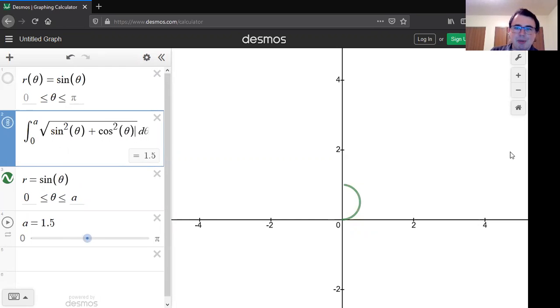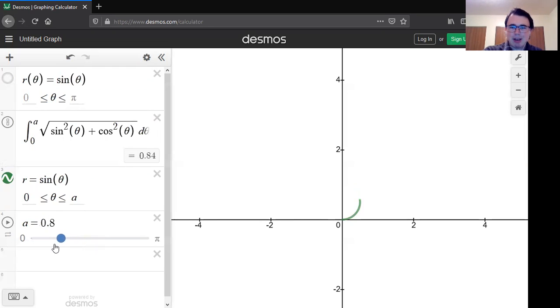And now Desmos tells me that this integral is equal to exactly 1.5. Well, you probably noticed already for this problem, I've got sine squared of theta plus cosine squared of theta. Of course, that integrand is just going to be positive 1. Does it make sense that integrating this far should give me about 1.5?